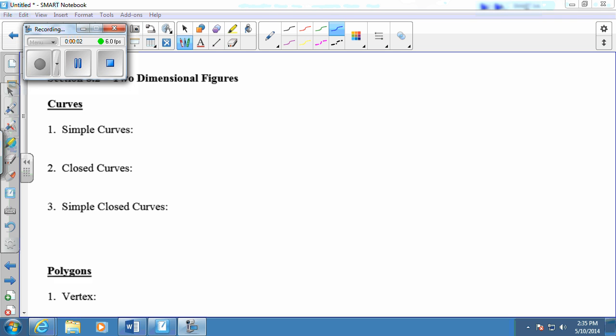In section 8.2, we'll talk about two-dimensional figures. With a curve, we have a simple curve, which is something that looks like this. You trace, but you do not touch more than once. So it does not touch more than once.